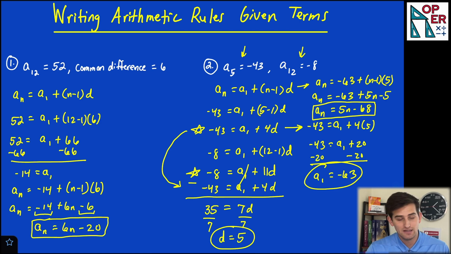And that's how you can write the nth term equation of an arithmetic sequence, given one term and the common difference, like in number 1, or given two terms and no common difference, like we did in example 2.